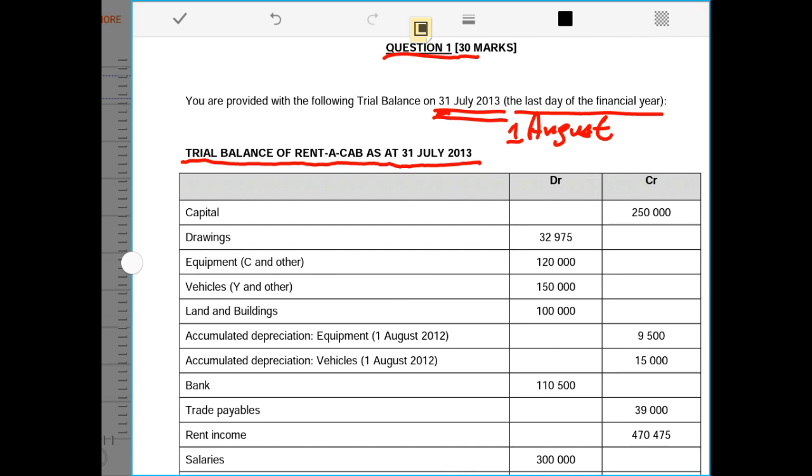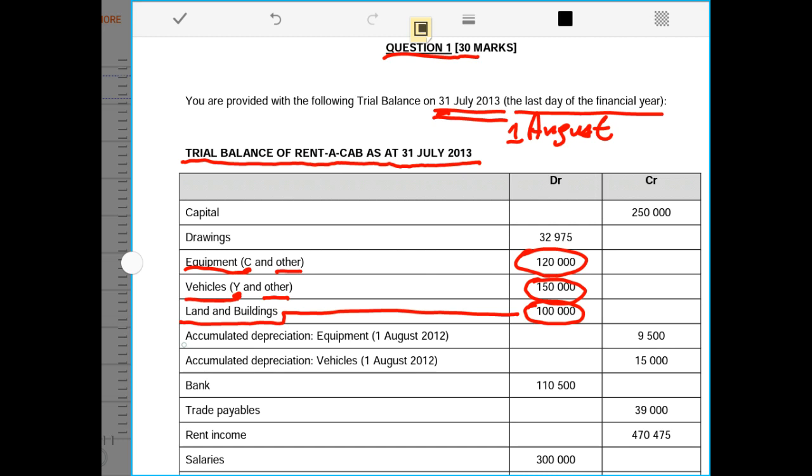So now we are given the trial balance, and in it I will only highlight a few items that are critical for the asset disposal topic and the property, plant and equipment note. We are given assets, and one of the assets is equipment and other. That means the total of 120 is not only one equipment, but equipment C and other equipment. The second asset is vehicles, made of vehicle Y and other vehicles, and the total is 150,000 rands. Then we are given the cost of land and building amounting to 100,000 rands.